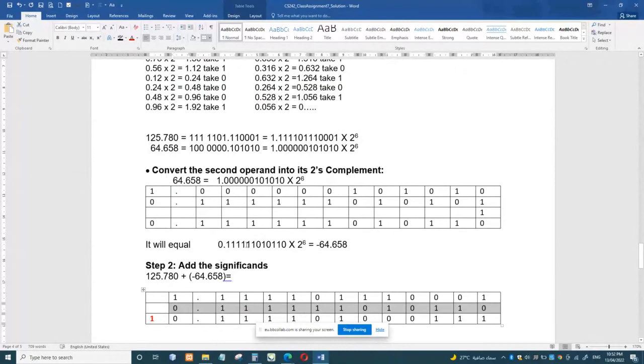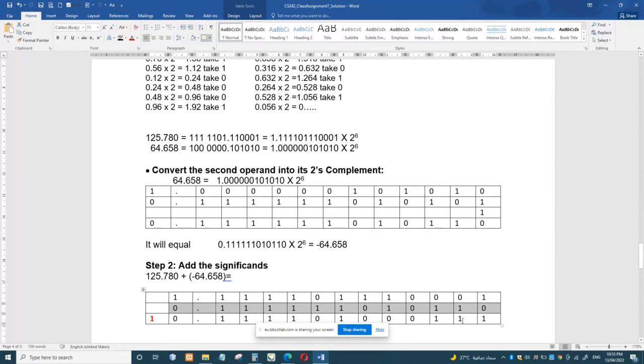So 0.1, how many ones? I think six 1s, then 0 1 0 1 1 0. So six 1s, 0 1 0 1 1 0. So this is your complete mantissa. This is 125.780, this is minus 64.658. So we are adding the mantissas.